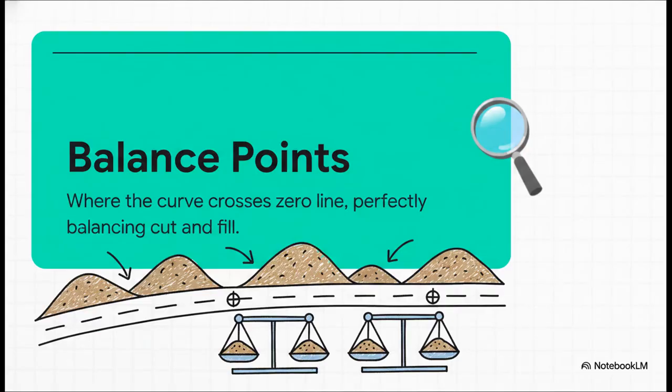And this brings us to the absolute sweet spot, balance points. A balance point is the exact location where that curve crosses right back over the zero line. This is a moment of perfect harmony, meaning the total volume of the cut and the total volume of the fill up to that specific point on the highway are perfectly equal. The dirt we excavated perfectly filled the holes in the valleys. With zero dirt left over and no extra needed, that is the ultimate goal of efficient earth moving.